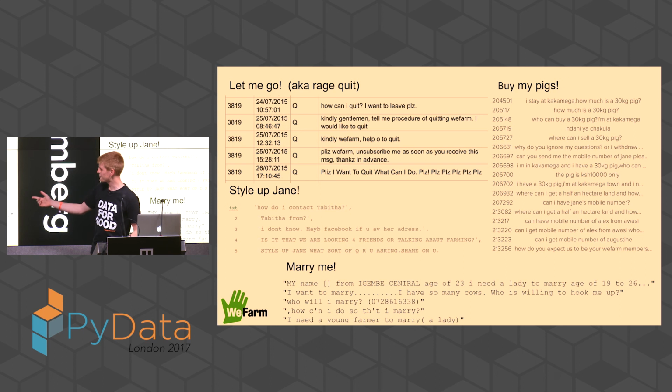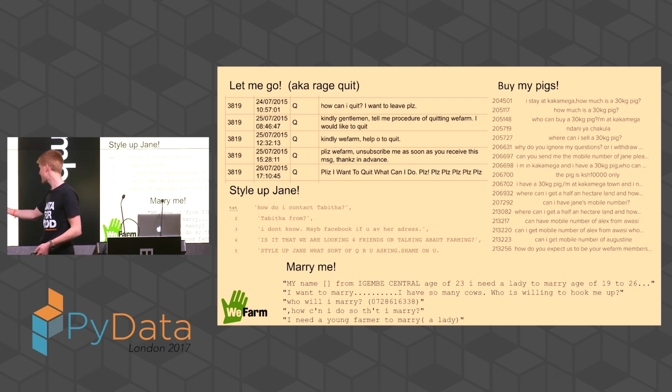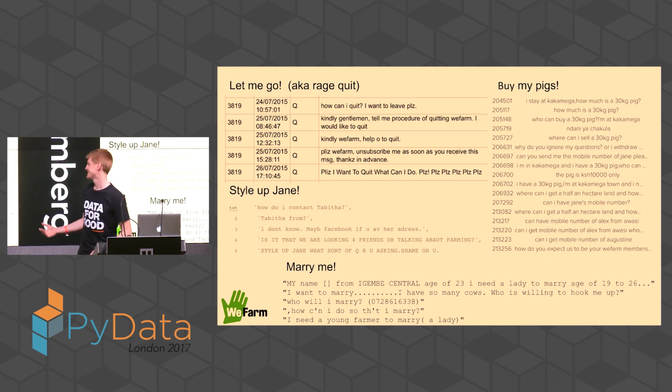That's kind of also interesting, right? Because a fairly common attempted use is a dating service. People want like a Lonely Hearts thing. This guy, 23, needs a lady to marry, 19 to 26. Who can I marry? I've got so many cows. Hook me up, man.